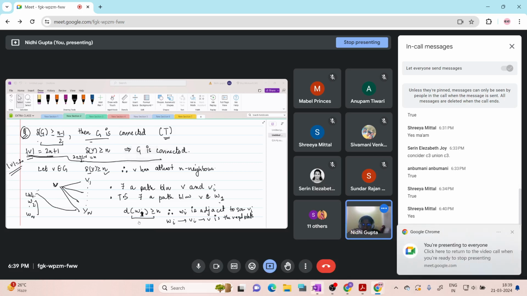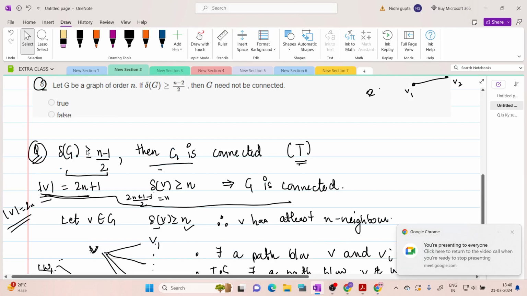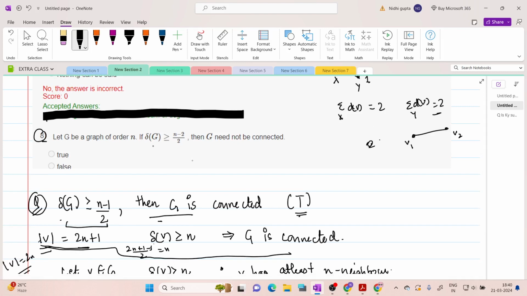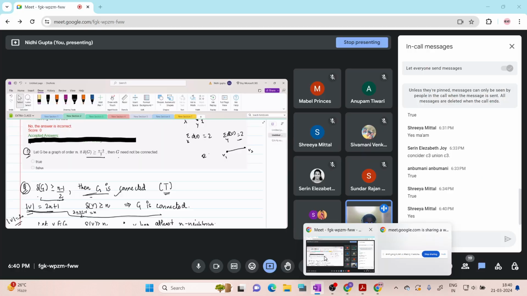So this is true. Now the next question is whether this bound is the strongest. When we were taking the minimum degree to be greater than or equal to (n minus 1) by 2, we were getting that G is connected. But what if we take our minimum degree to be greater than or equal to (n minus 2) by 2? Then can we say that G is connected or not? So the question is, can we improve this bound? What do you think? Is it true or false?